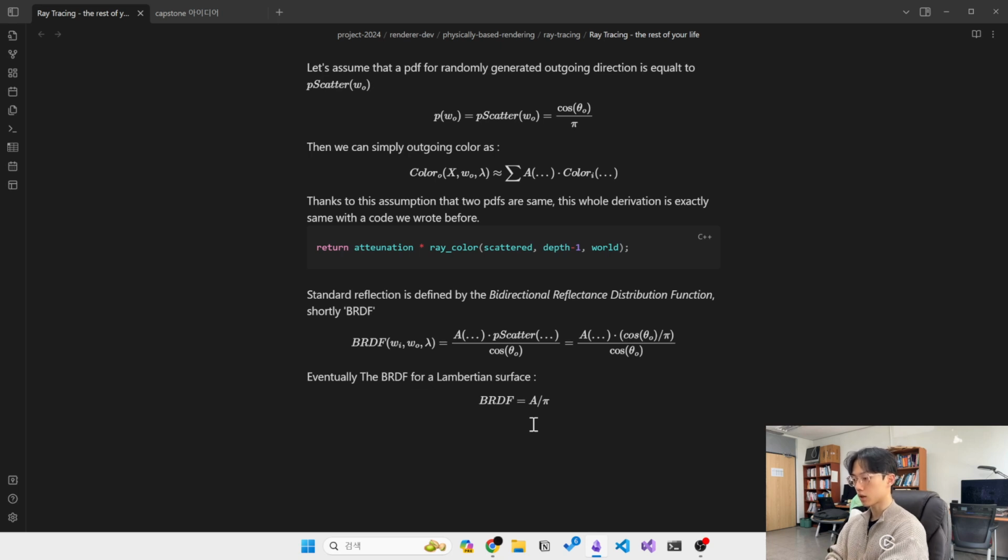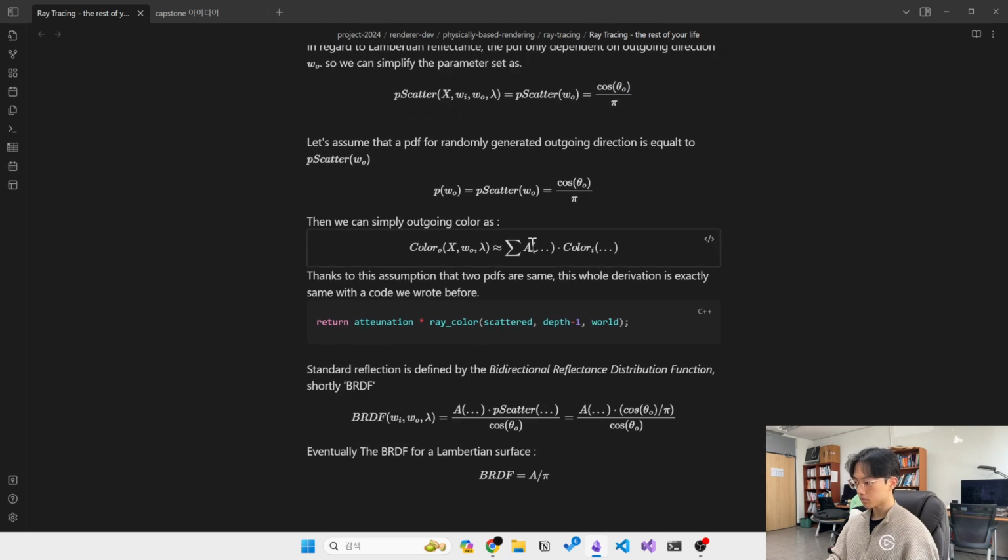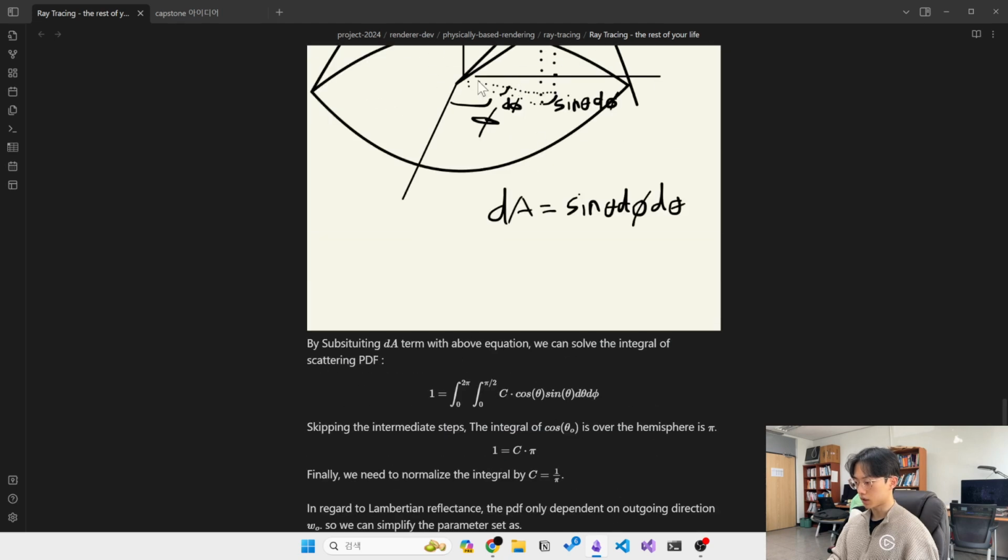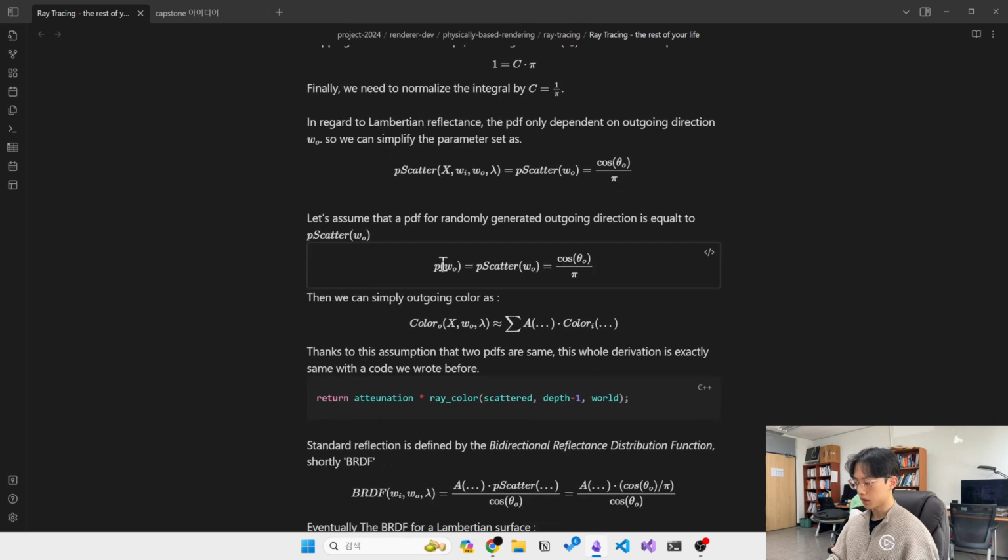And the technically correct standard reflection is defined by the BRDF model, shortly the bidirectional reflectance distribution function. So p scatter, by using this derivation, we get p scatter is equal to cosine theta output over pi.